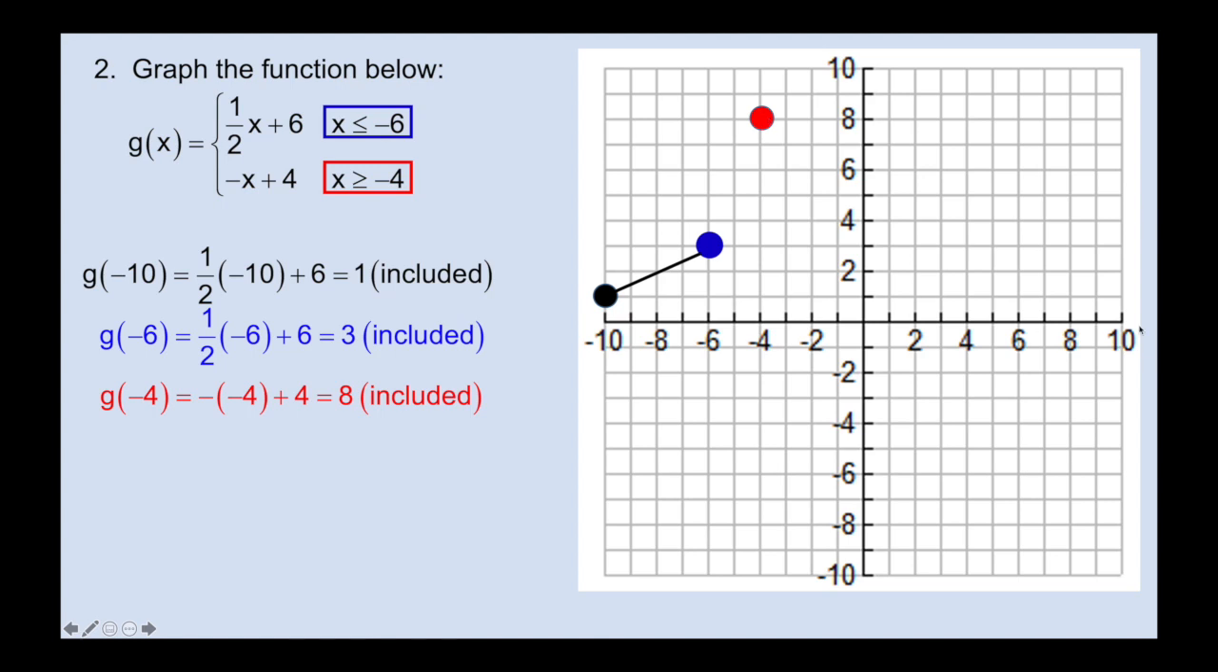Then I'm going to plug in +10. So if I do g of 10, again, I'm plugging it into this part of the function. So this is negative 10 plus 4, which is negative 6. And once again, that's going to be included, so I can connect those points.